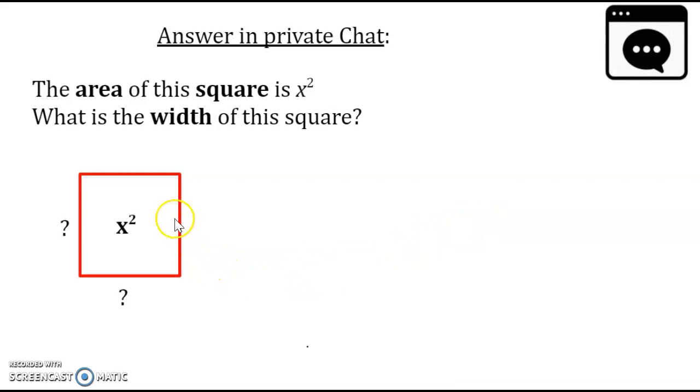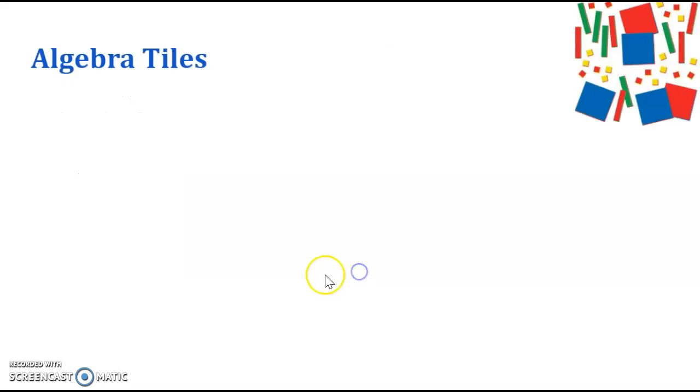Okay, now let's go a step further. What if we're told that the area is x squared? Okay, what is the width of this square? Well, we know that something times something is x squared. So what does that question mark, that something, have to be? It has to be x, because x times x is x squared. So the question mark has to be x. Okay? Alright, so then let's get back into algebra tiles.